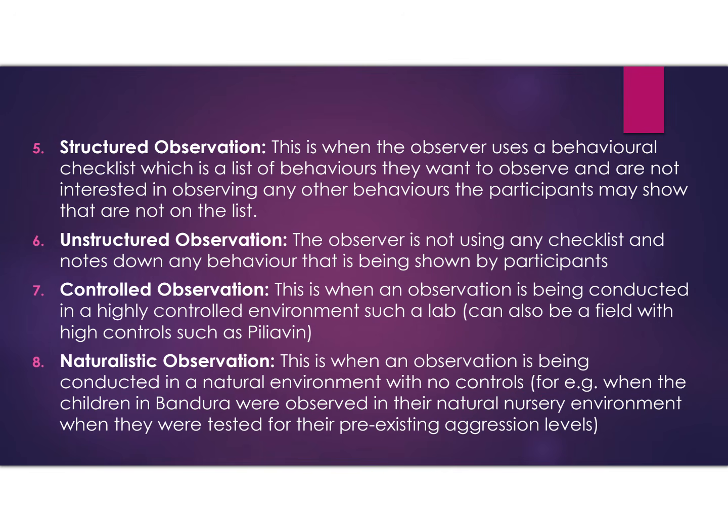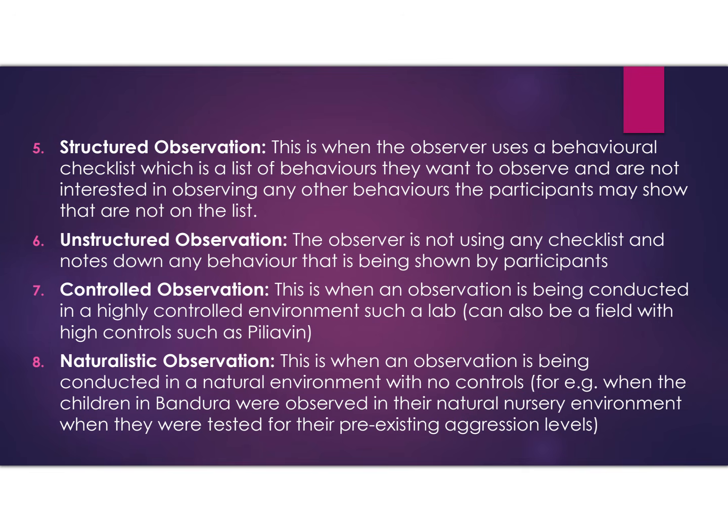I have a checklist and I've noted down these behaviors in that checklist, and I'm simply going to see how many times, or whether or not, the participant is showing any of these behaviors according to the checklist. So that is a structured observation. I'm using a checklist. I'm not interested in any other behavior that the participant might show. So any other aggressive behavior will be ignored. The focus is entirely on the behaviors that I've included in my checklist.